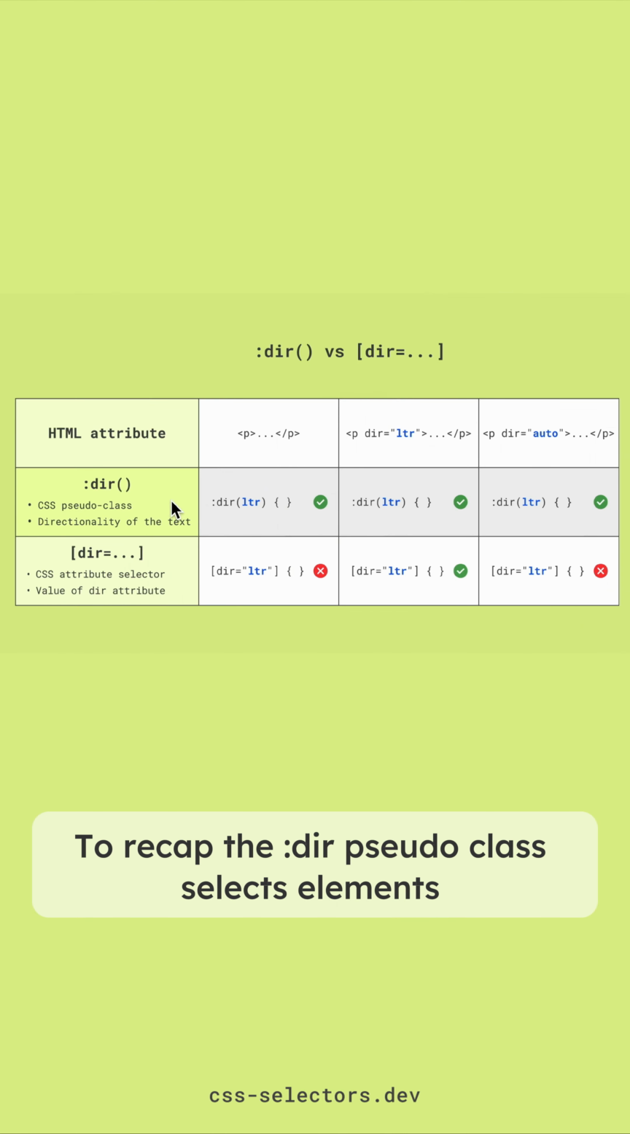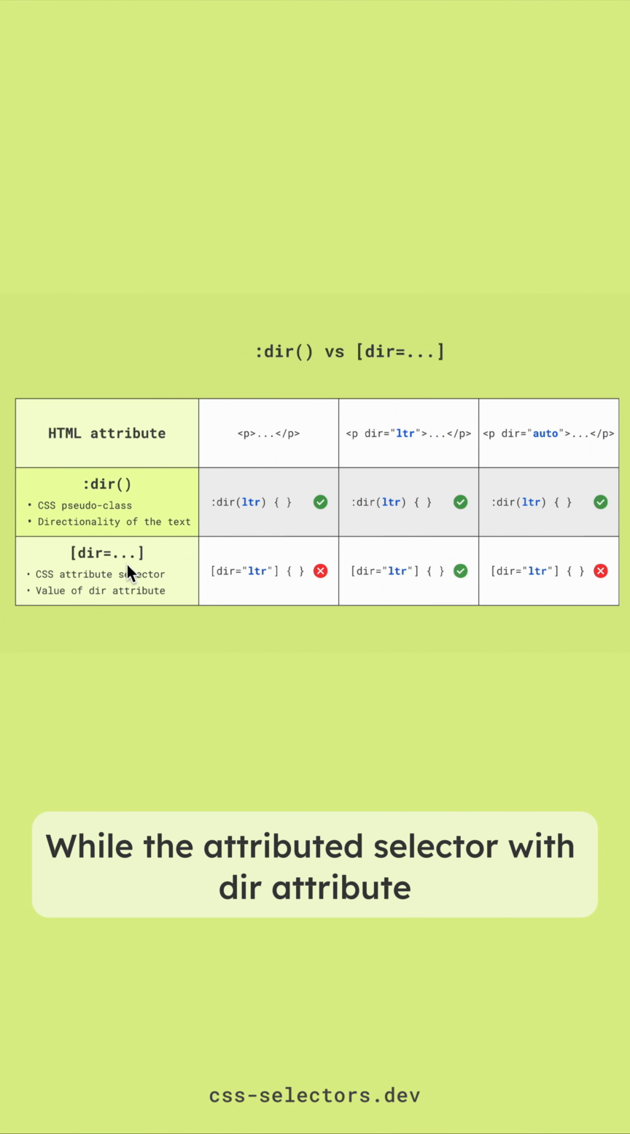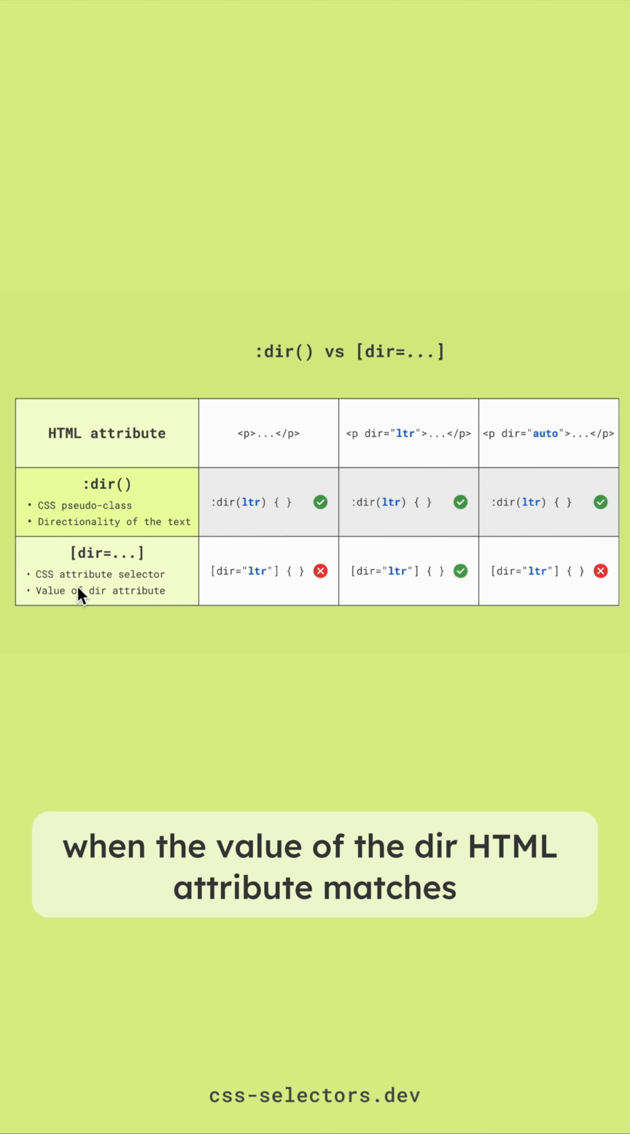To recap, the dir pseudoclass selects elements based on the directionality of the text in the elements, while the attribute selector with the dir attribute selects the elements when the value of the dir HTML attribute matches.